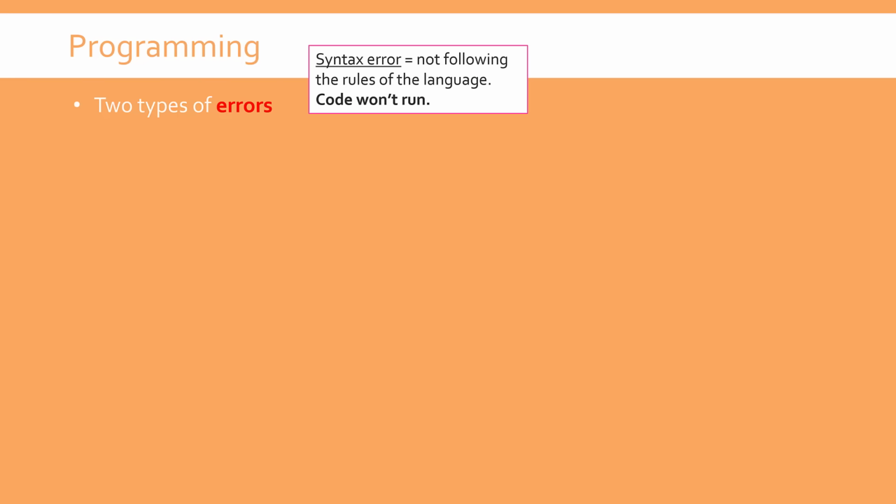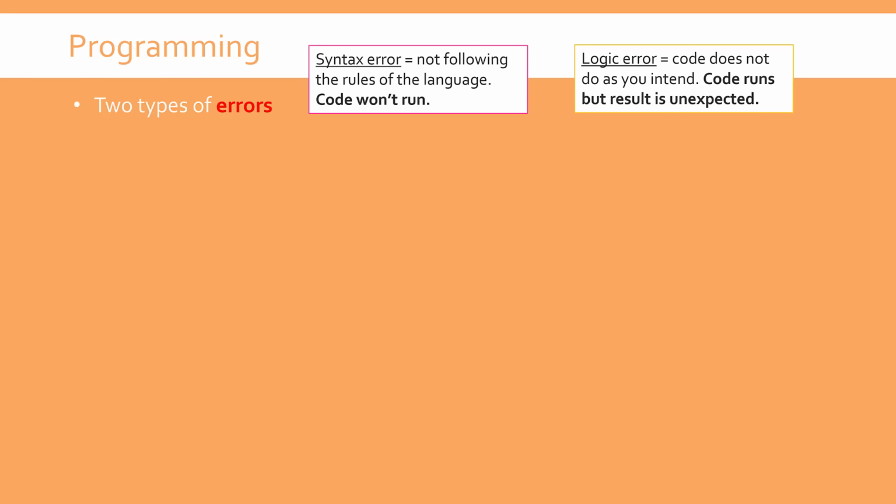There are two types of error to know. A syntax error is an error where you're not following the rules of the language. You miss off a colon, you add an extra bracket when you shouldn't, and so it means your code won't even run. Whereas with a logic error, the code will run, it's just the result is unexpected, it doesn't do what you intend, there is some mistake somewhere.